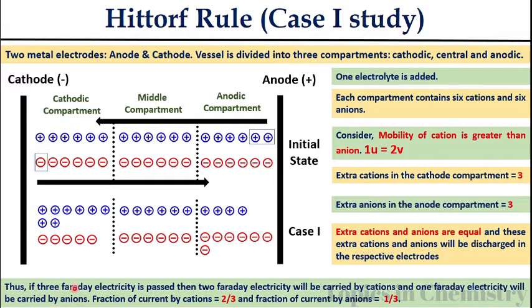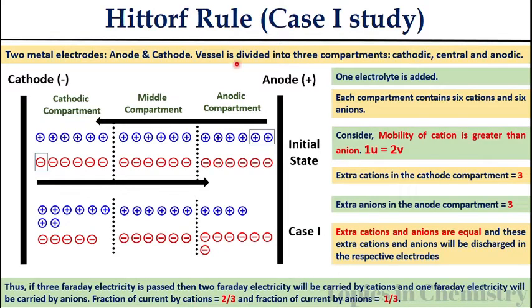Thus, if 3 Faraday electricity is passed, then 2 Faraday electricity will be carried by the cations, as cations move faster. That's why 2 Faraday electricity will be carried by the cations, and 1 Faraday electricity will be carried by the anions. So, the fraction of current carried by cations is equal to 2 by 3, and the fraction of current carried by anions is equal to 1 by 3. And you know that this fraction of current carried by ions is called the transport number.